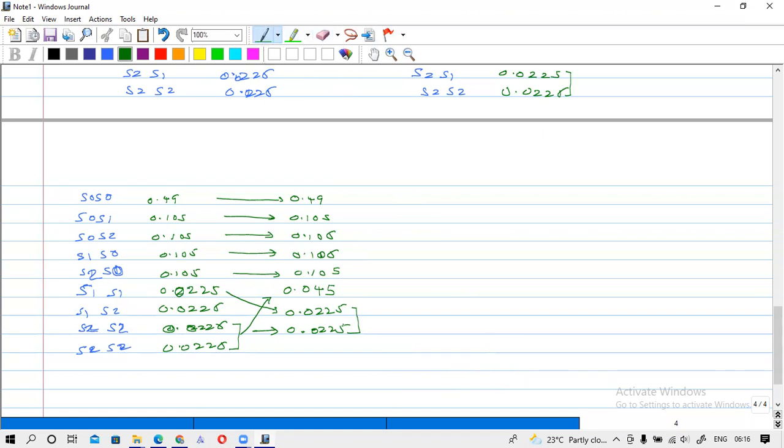Okay. So here 0.225, 0.225. If I add them together, I will get 0.045. So I can put it here now. So this will be moved to here. 0.045. And others are not shifting in this case. I can write it as it is.